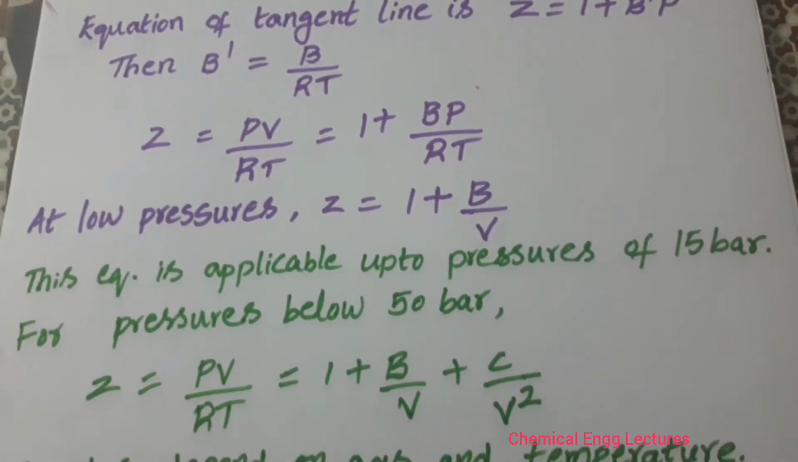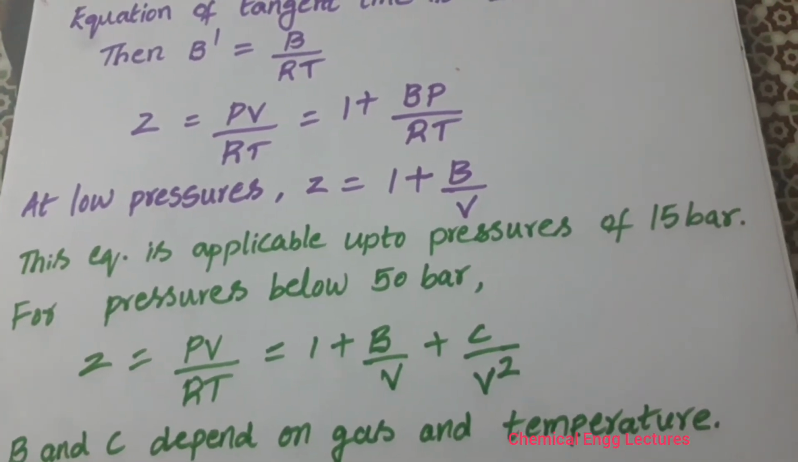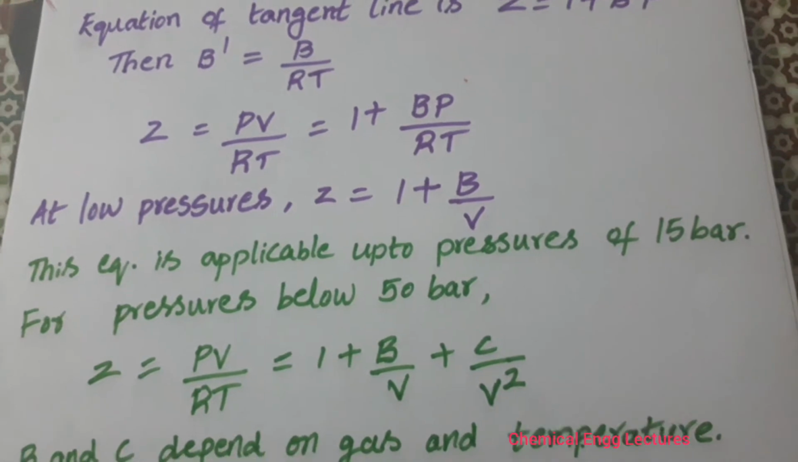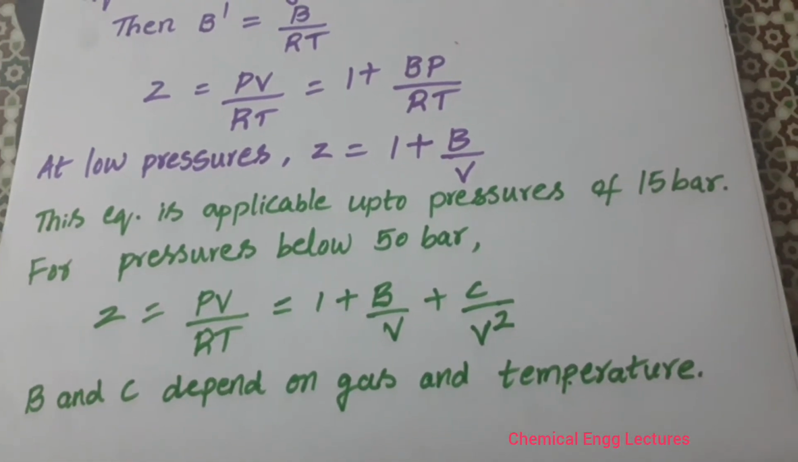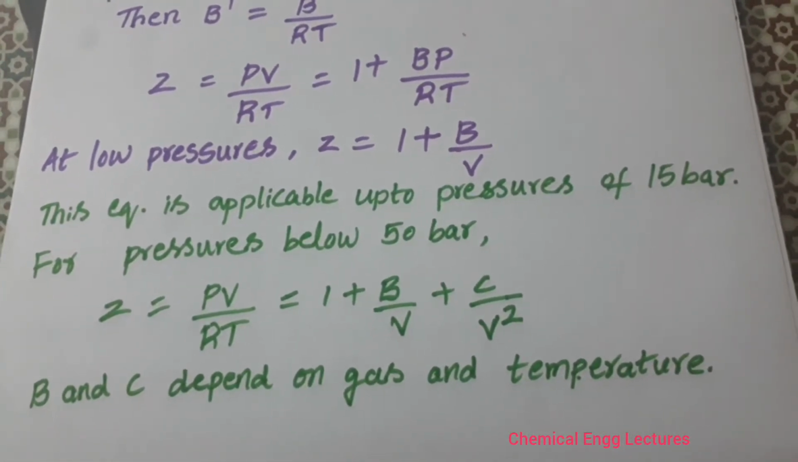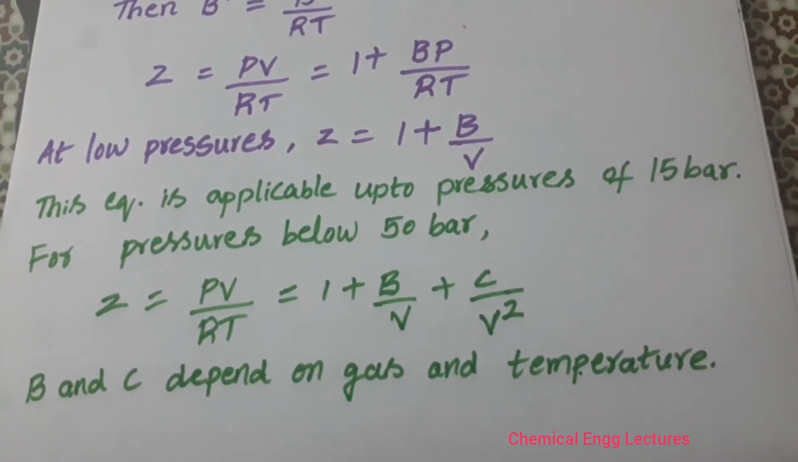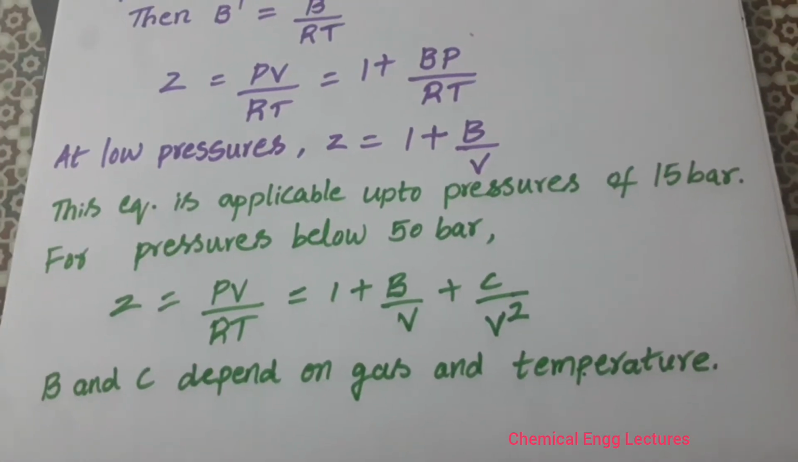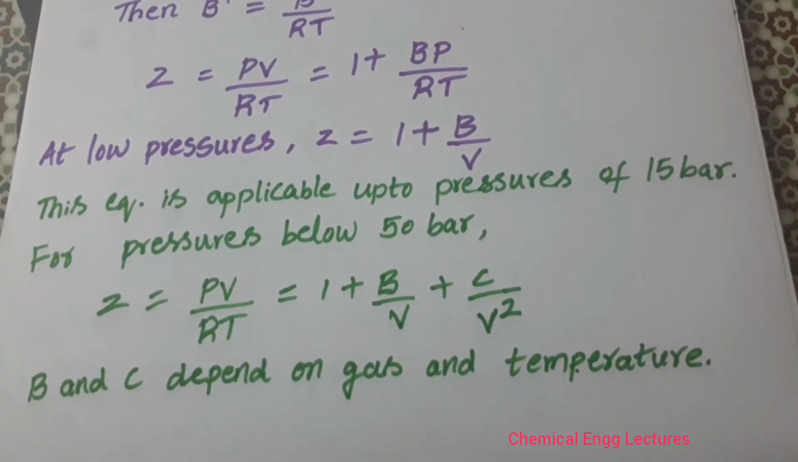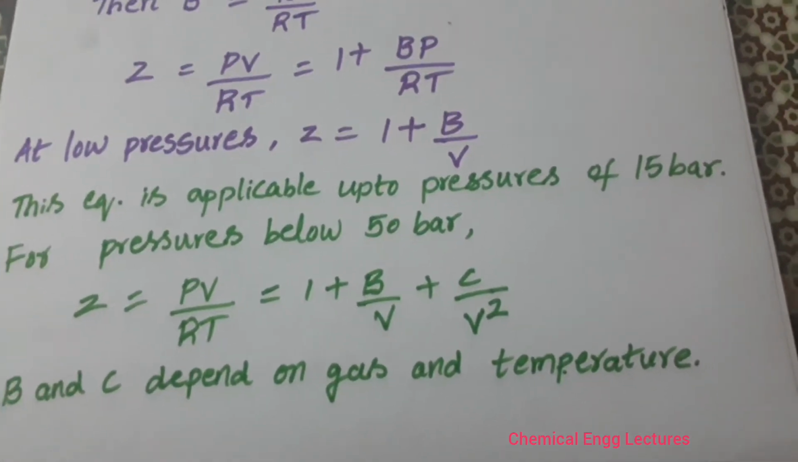So this equation is applicable up to pressures of 15 bar. If you have pressures above 15 and below 50 bar, then z is equal to PV by RT, which is equal to 1 plus B by V plus C by V squared. So here the B and C depend on the gas and temperature.